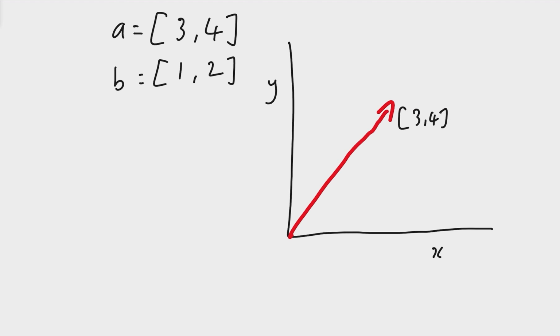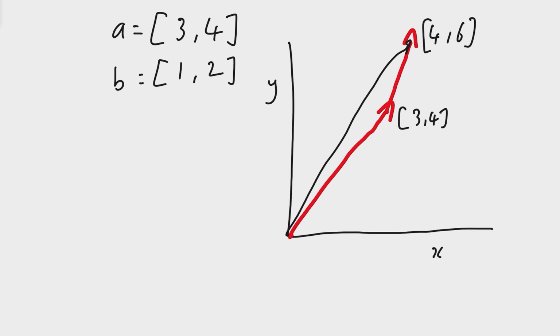And then we add vector B to that by starting vector B, the tail of vector B, at the head of vector A. So that's going to be something like this. When we add those two vectors together, what we get is 4, 6. So that's our vector there. When we add those two vectors together, we are getting this vector here.